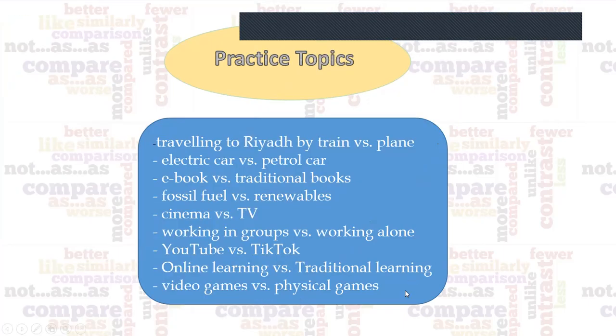These are the common topics: traveling to Riyadh by train or plane, electric car versus petrol car, e-books or traditional books, fossil fuel, renewables, working in groups, working alone, YouTube versus TikTok, online learning, traditional learning, video games, physical games. So for these topics, you make brainstorming and collect all your points, like minimum 4 or 5 similarities, 4 or 5 differences, and then make comparisons and then write the essay.